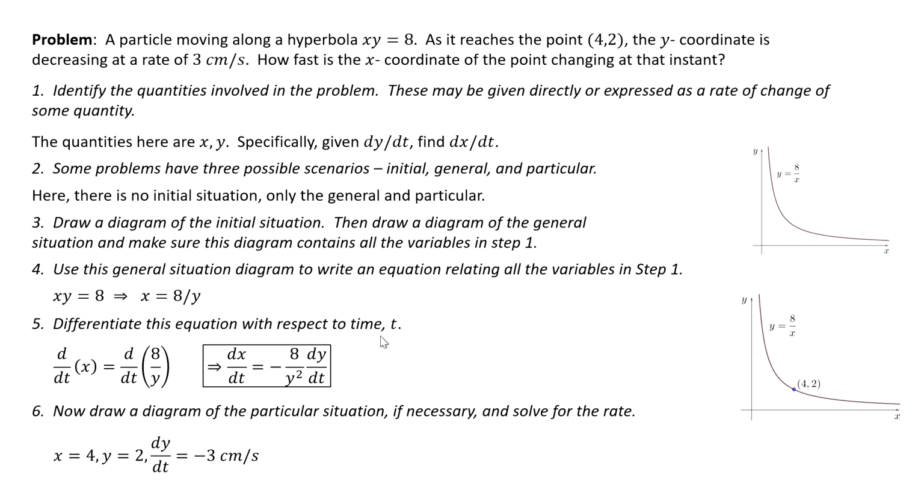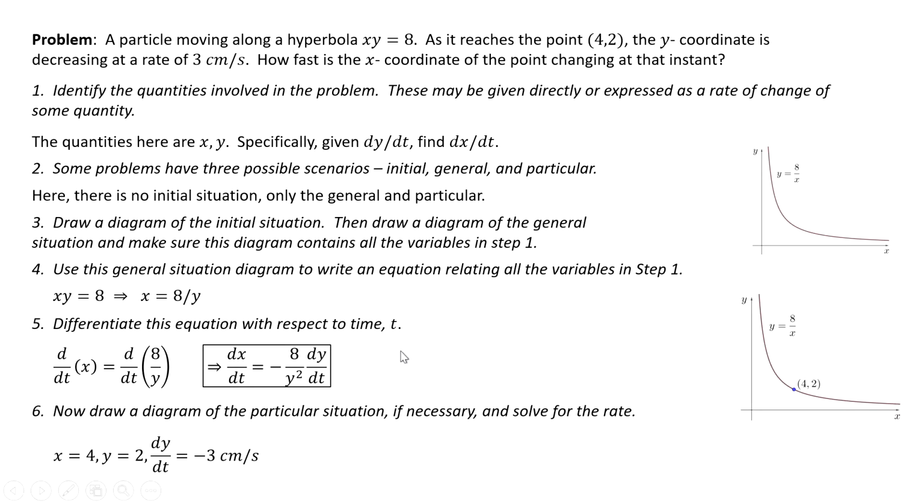Now, we have x equals 4 and y equals 2, and dy/dt is negative 3 centimeters per second. Why is that? Because it says the y coordinate is decreasing at a rate of 3 centimeters per second. And when a quantity is decreasing, we assign a negative sign to it. If it's increasing, a positive sign. As simple as that. So dy/dt is negative 3 centimeters per second.